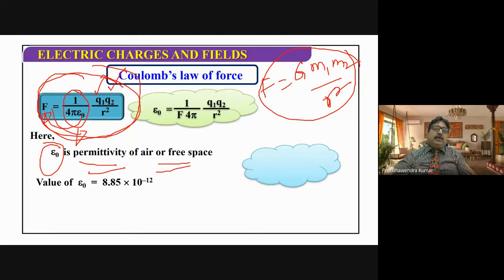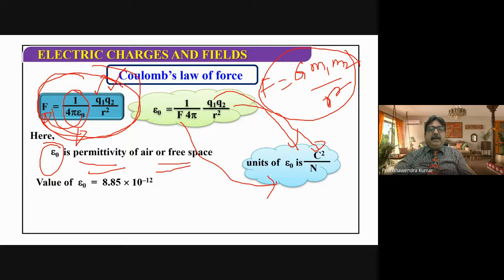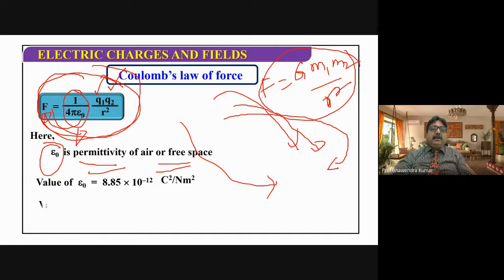The value of epsilon naught is 8.85 into 10 to the power minus 12. When we talk about its unit, because q1 and q2 are measured in coulomb, the numerator will be coulomb square. The force is measured in Newton, and r square is meter square. So the SI unit is coulomb square per Newton meter square. The value of 1 by 4 pi epsilon naught is taken as 9 into 10 to the power 9 Newton meter square per coulomb square. You can see that the units are the reverse of each other.